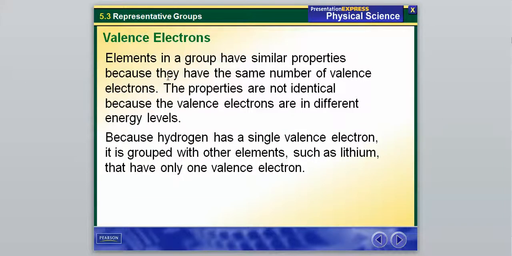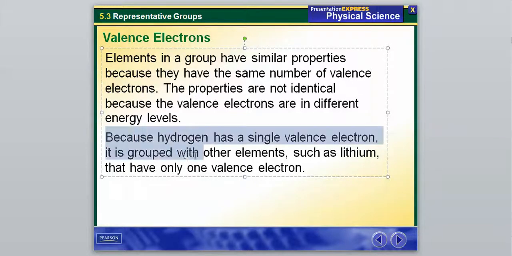Elements in a group have similar properties because they have the same number of valence electrons, which we already said. The properties are not identical because the valence electrons are in different energy levels. That's what I mentioned earlier, and an example will help it make more sense. Because hydrogen has a single valence electron, it is grouped with other elements such as lithium that only have one valence electron.